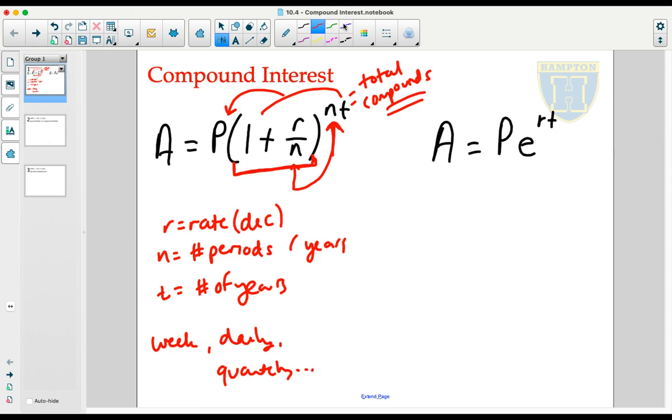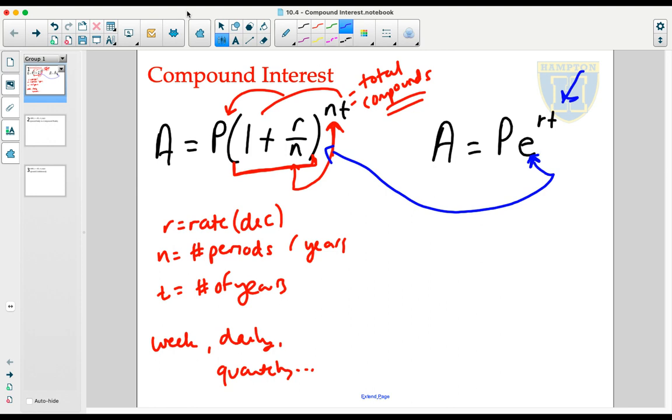In the situation where we have continuous compounding, we have a much simpler formula. The natural base E is what occurs over here when the number of compounding periods is increased without bound. So as you increase the number of compounding periods to the trillionth of a second, the quadrillionth of a second, there is an upper limit on that. And the upper limit is the natural base E.